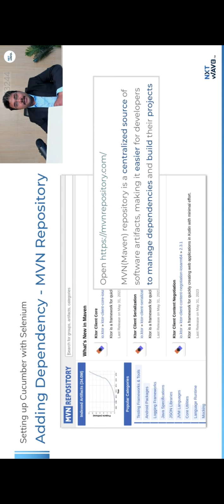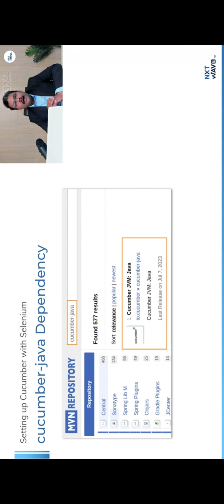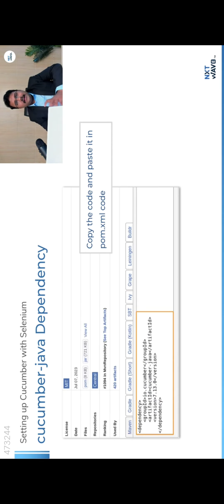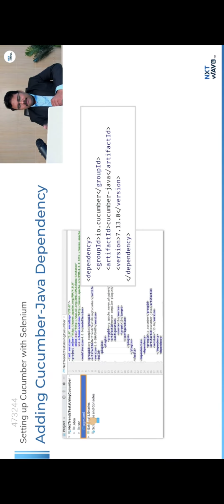So it's called the Maven repository, or the MVN repository, online. To add the Cucumber Java dependency to the project, we just need to go to the MVN repository, search for Cucumber-Java, and then we'll find the relevant link. We'll look at the latest version, then copy the necessary Maven code and add it into our dependencies, right? And the code for it will look something like this.